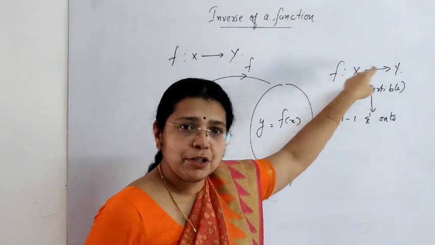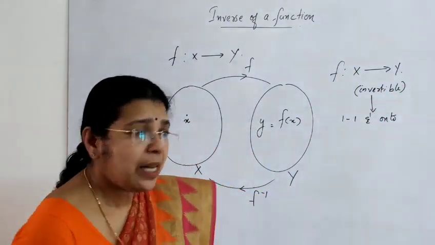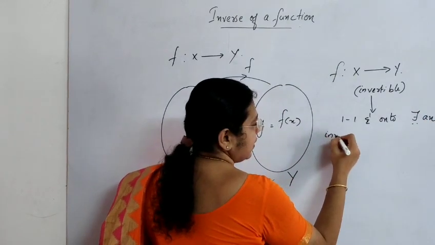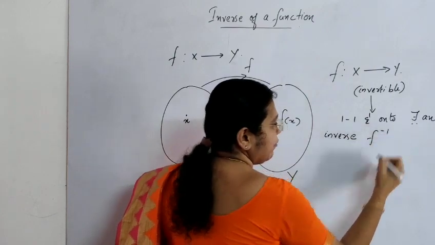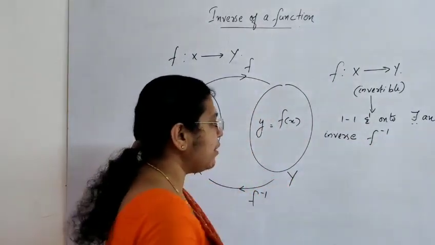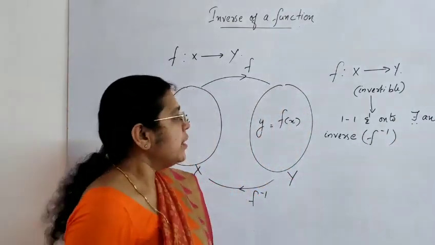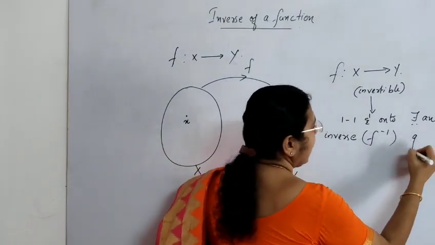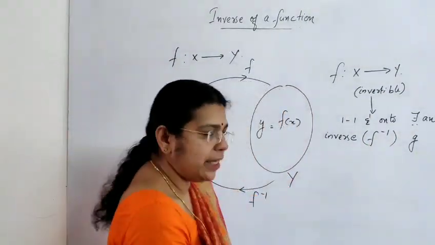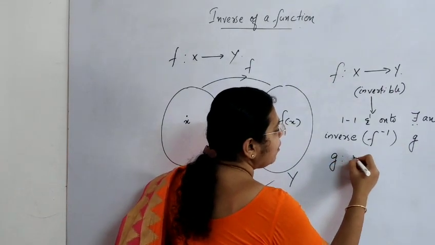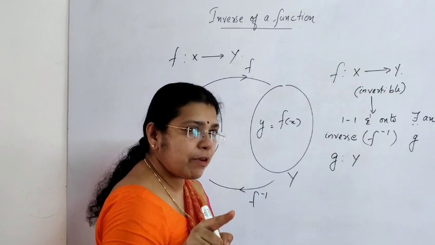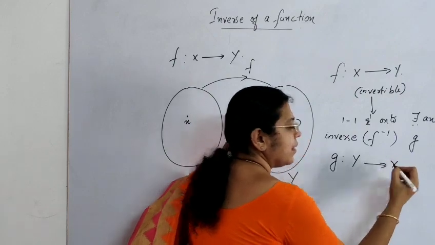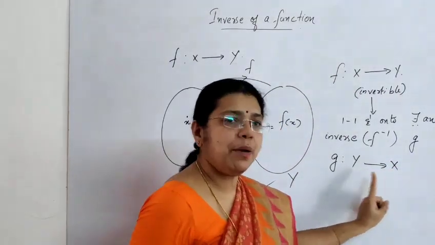So if f is a function from x to y and it is invertible, then there exists an inverse, denoted by f inverse. F inverse means the inverse. Okay. So if I take this f inverse as a function g, so I can say that there exists an inverse g such that g is a function from where to where? G will be a function from y to x. Understood?